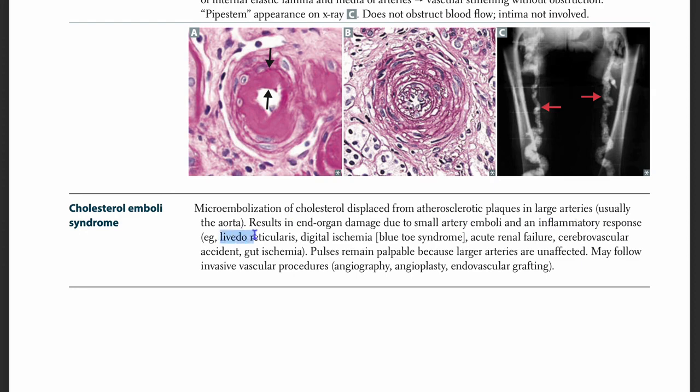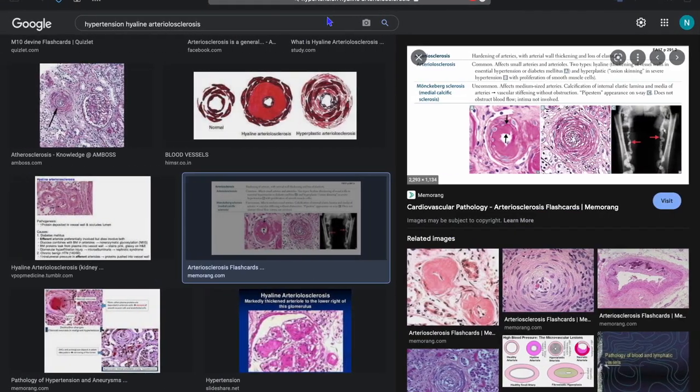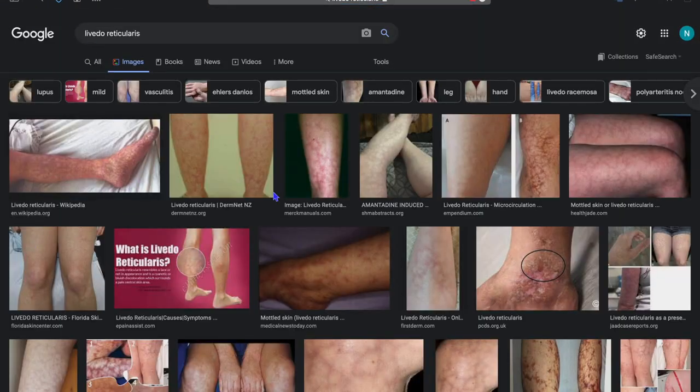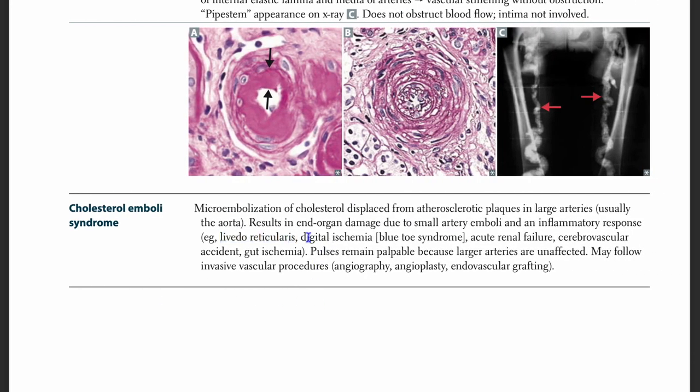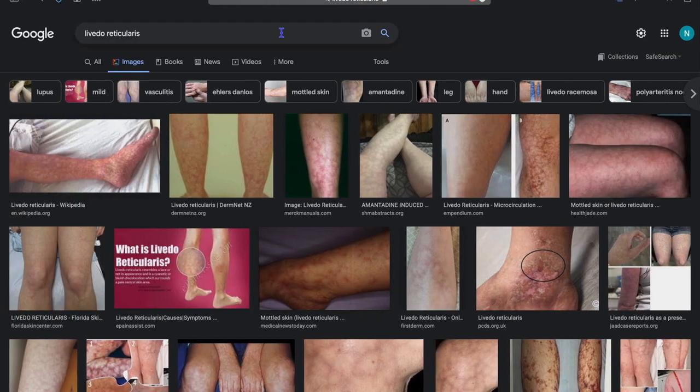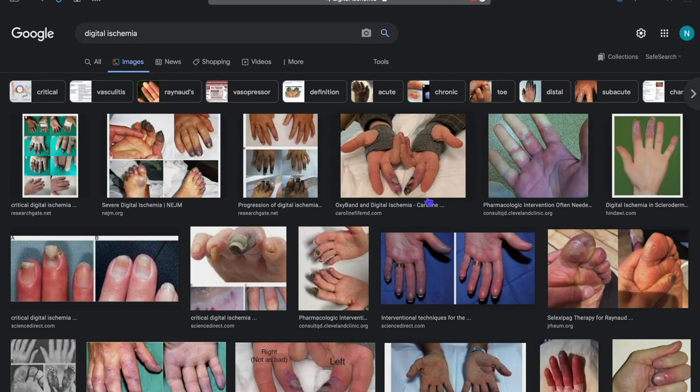Okay, so you can get livedo reticularis. Let's look at what that is. Digital ischemia, blue toe syndrome. This is usually the one that you're gonna find on the test, because that's what it looks like.